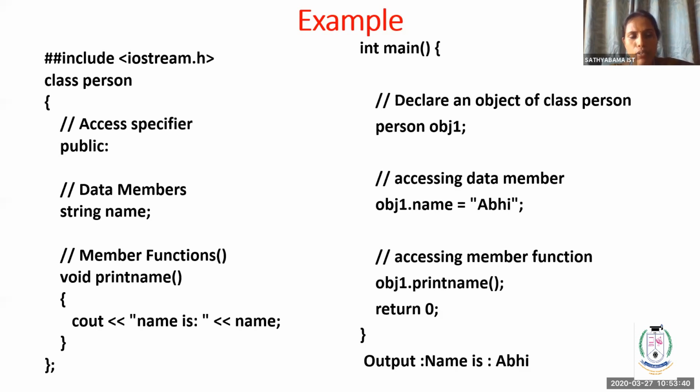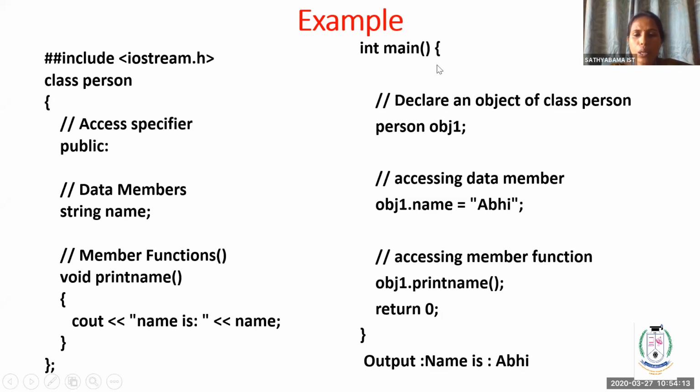These data as well as the function you want to access with the help of this object. Using this object, object one, using the dot operator, I can access the name. So object one dot name, in the sense you can give some string, because you declared this name as a string. So you can specify object one dot name is Abhi or something else, right? And in a similar way, you can access the function. What is the function? Print name is a function.